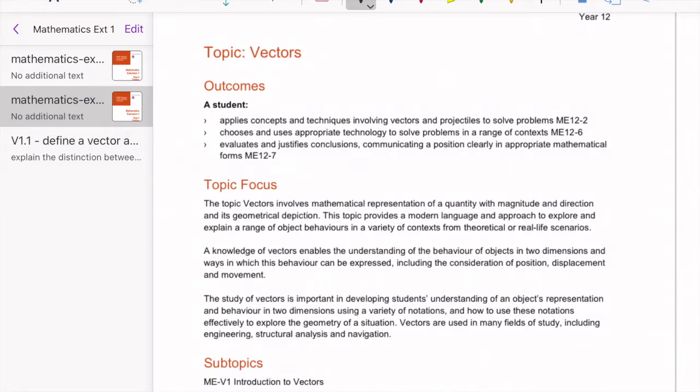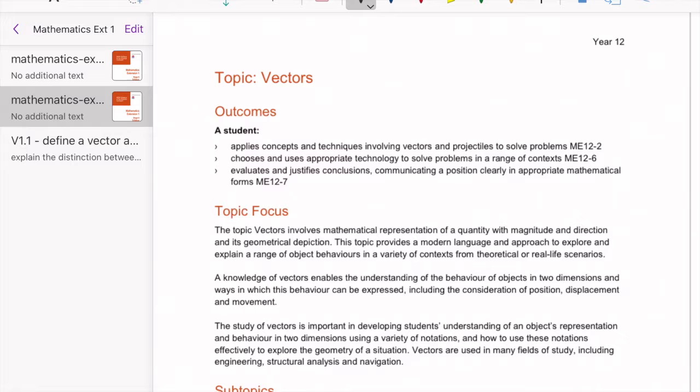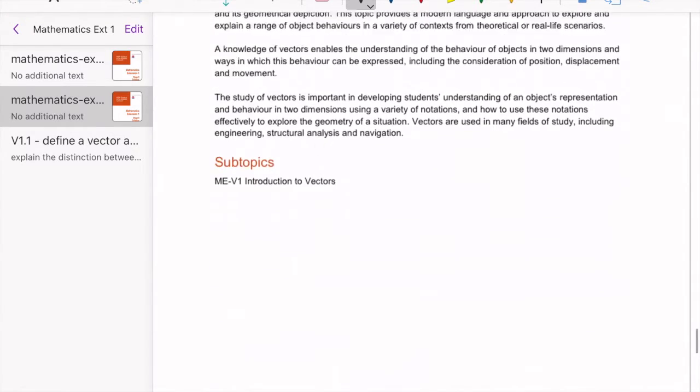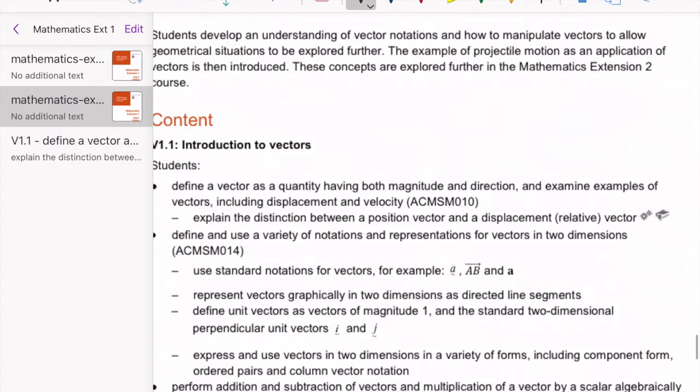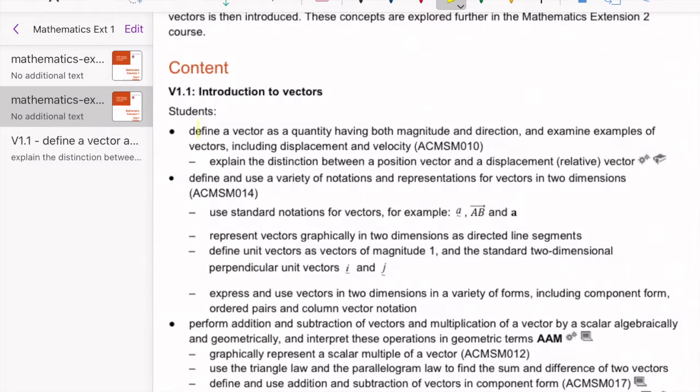Hello there. In this lesson, we will begin our study of the Mathematics Extension 1 syllabus for the HSC Year 12 course. In particular, we will begin our study of the topic vectors with an introduction to vectors. We will look at this first dot point, define a vector as a quantity having both magnitude and direction, and examine examples of vectors including displacement and velocity.